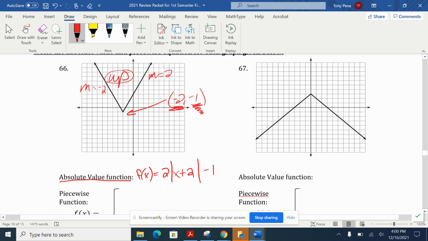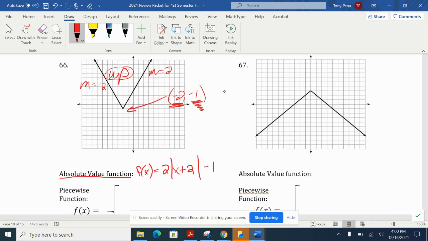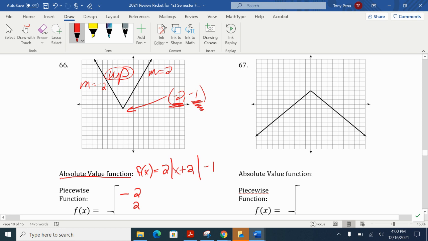Piecewise function, we just did it. It's an absolute value function. So we know in this case, if we look up, the first slope is a -2, the second slope is a +2. And then all we got to do is basically copy what we just wrote there: x plus 2 minus 1. We're just now using parentheses instead of absolute values.